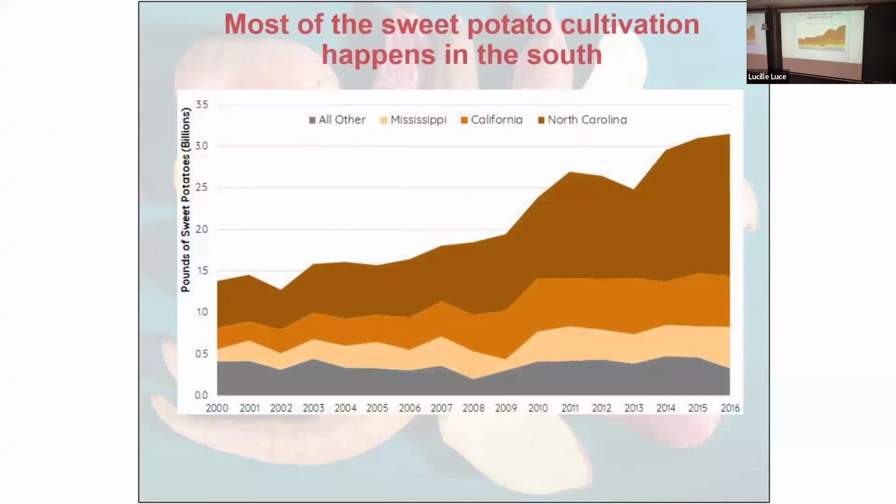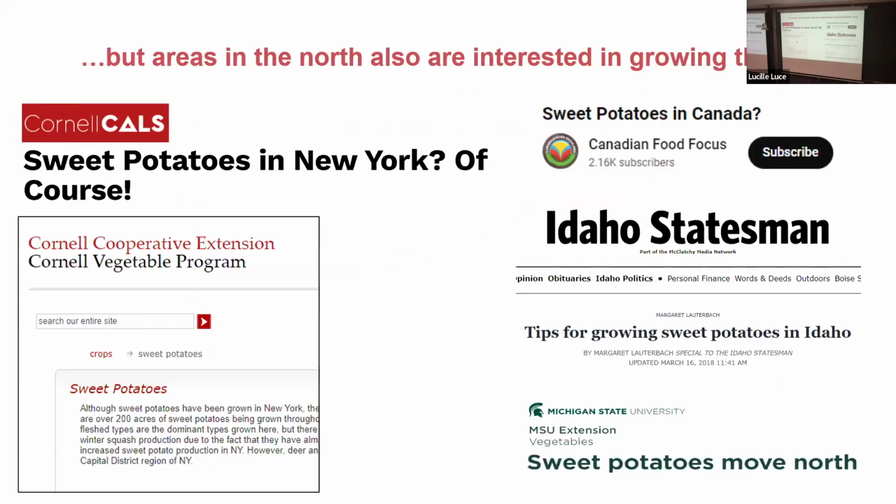One thing that is commonly known is sweet potatoes are mostly produced in the South. North Carolina is the biggest producer of sweet potatoes in the United States. It's a warm weather crop, not suited for growth in New York. But there are many northern states that are interested in growing sweet potatoes. Cornell Cooperative Extension has a sweet potato program. We have variety trials that go on in different parts of the state, etc.